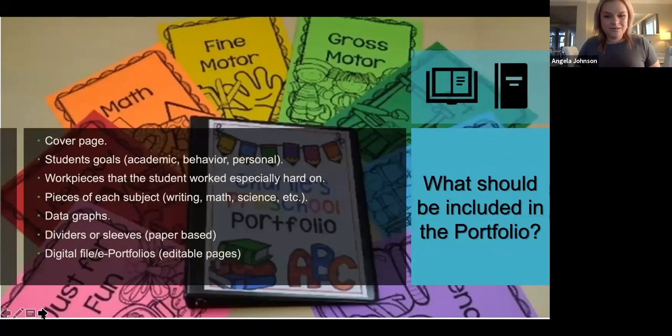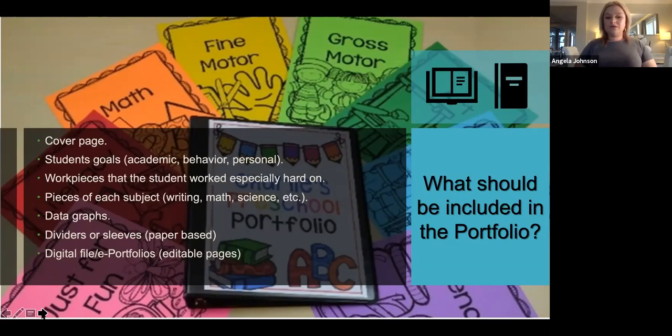It's not difficult to put together. You just have to really think, okay, what are the things that I am teaching the students? What are my learning goals? How can I show the parents in an easy way? So what should be included in the portfolio? A cover page is number one, right? It's kind of like a pretty cover page.